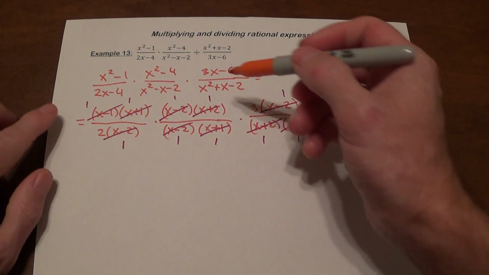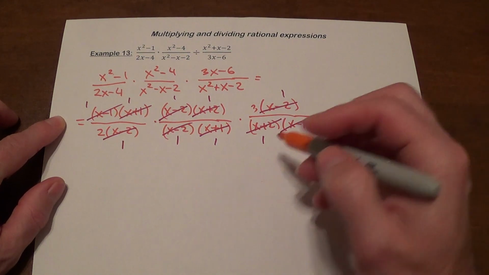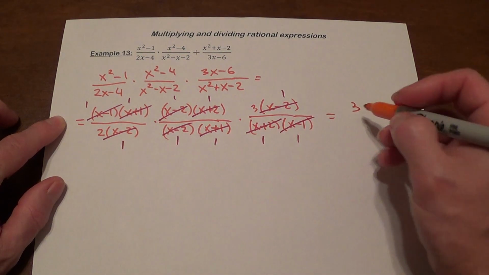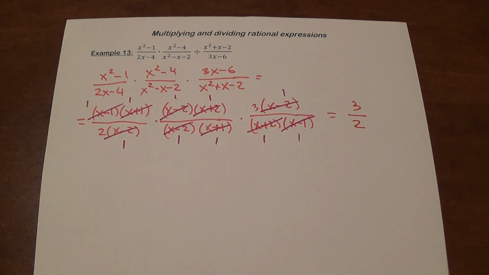So what's left? The numerator 1 times 1 times 1 times 3 times 1, that's obviously 3. And the denominator is 2 times 1, 1, 1, 1, that's going to be 2. And it's going to be 3 halves. Okay, so I hope this was helpful.